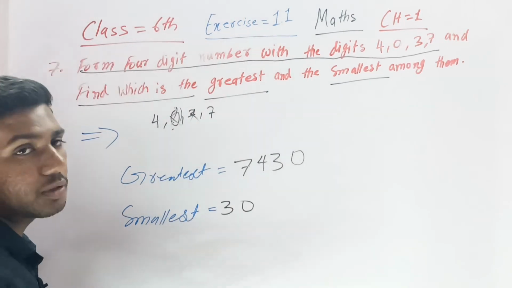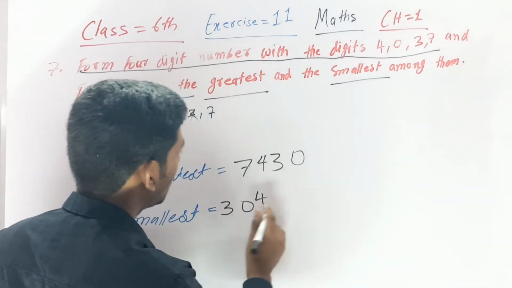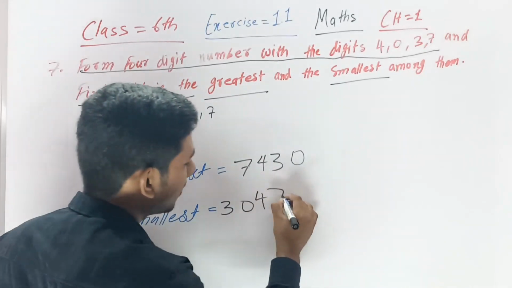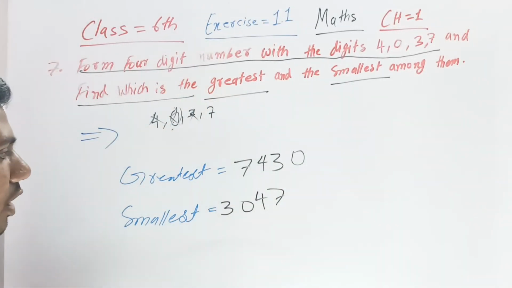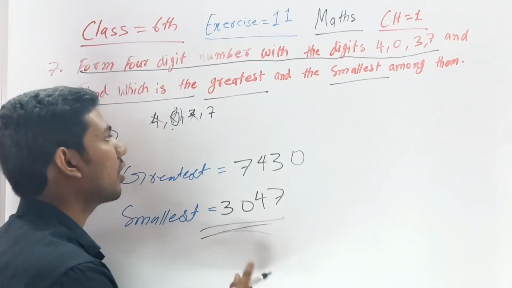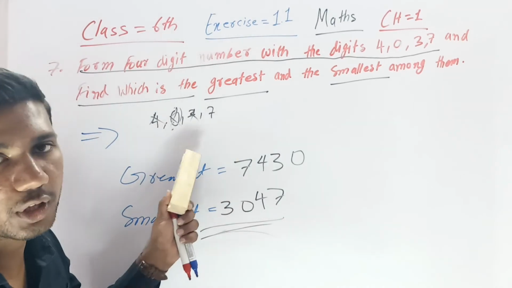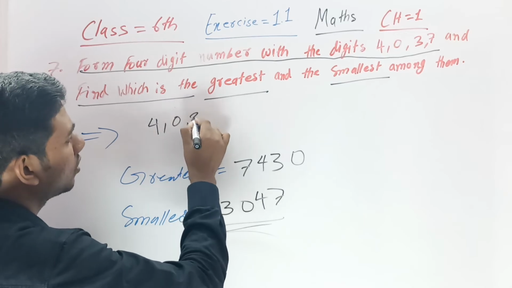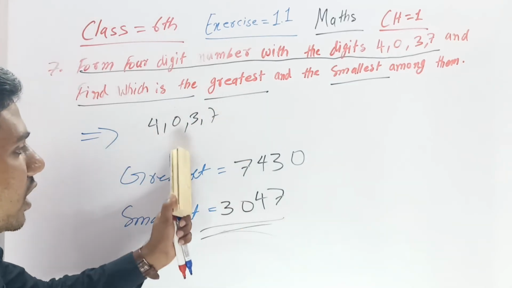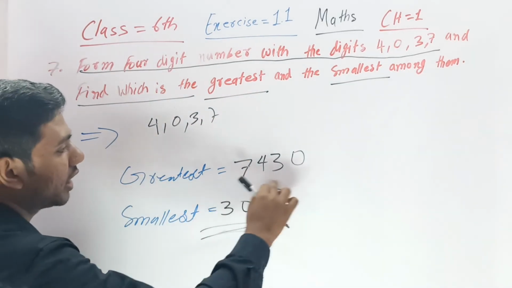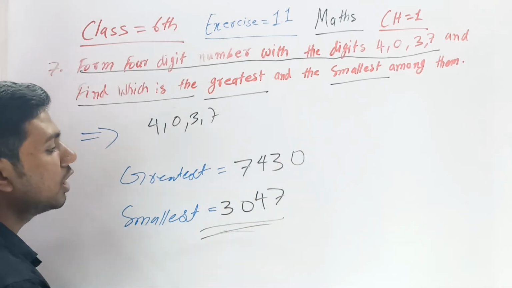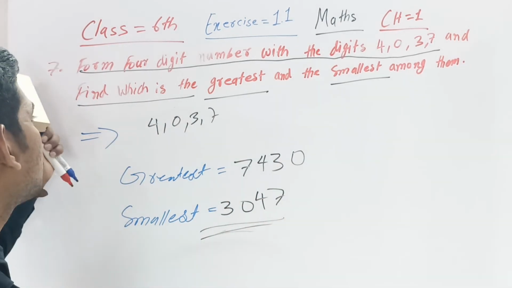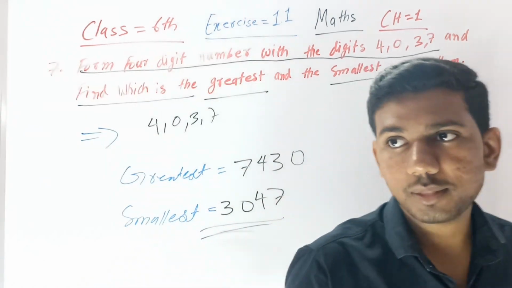Then after that, between 4 and 7, which is smaller? 4 is smaller. Now which is left? 7. Okay, so this is the smallest number using these 4 digits, 4, 0, 3 and 7. We have made a greater number and a smaller number using these 4 digits. So our question number 7 is totally completed here.